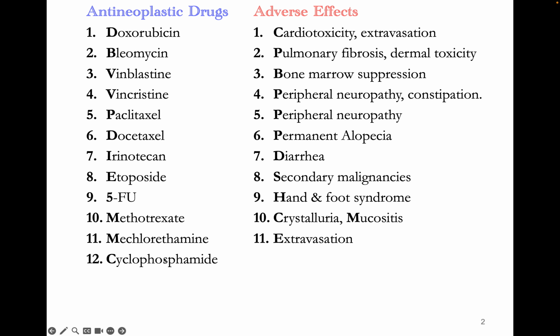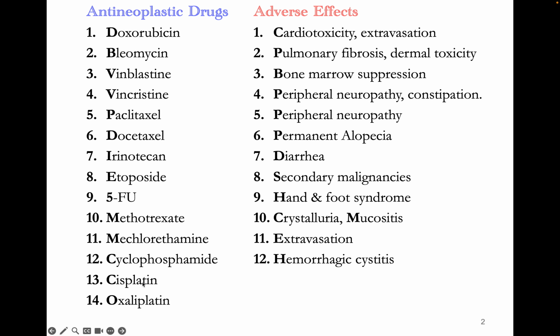The next is cyclophosphamide, and its related drug ifosfamide also, showing more or less similar adverse effects. Both cause hemorrhagic cystitis, blood in the urine, bleeding due to the highly corrosive metabolite acrolein.